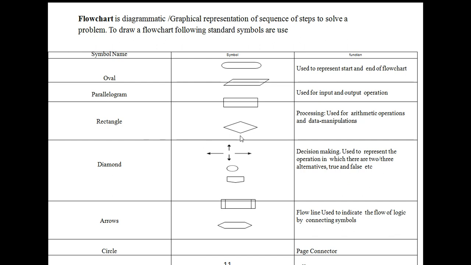Sometimes your program logic may involve decision making. For representing decision making, you should use the diamond symbol. The next symbol is arrows. Arrows are used as flow lines, to indicate the flow of logic by connecting symbols. And the circle is used as a page connector. The page connector can be represented by circles.